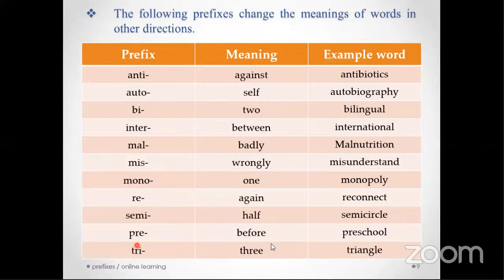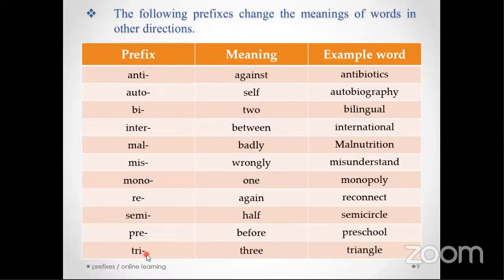Next one, pre, right? Pre means before. දැන් මෙතන බලන්න prefix කියන word එකත් එහෙමයි. Pre කියන්නේ මුලින් යෙදෙන්නේ, right? Prefix, pre, before කියන තේරුම. Preschool, පෙර පාසල්. Preschool, පෙර පාසල්, right?